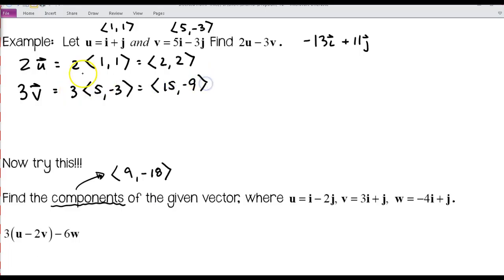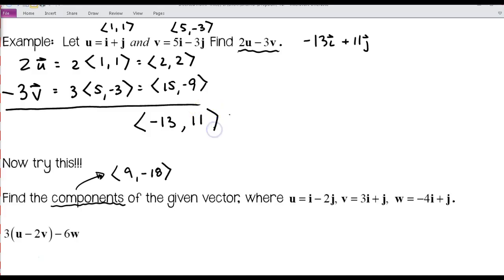And I like to write them vertically like this because now it's a simple matter of just subtracting these to get 2u minus 3v. So that's going to give me 2 minus 15, which is negative 13, and 2 minus negative 9, which is going to be positive 11. And since our vectors were given in standard unit vector form, I want to change this to standard unit vector form, which would be negative 13I plus 11J. Alright, as always, let me know if you have questions.